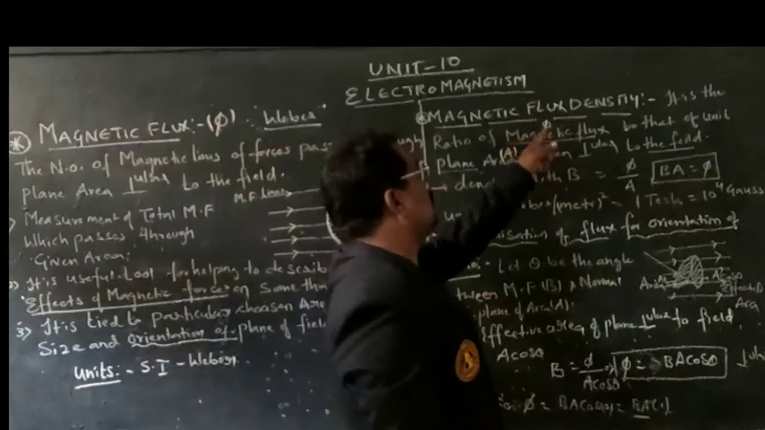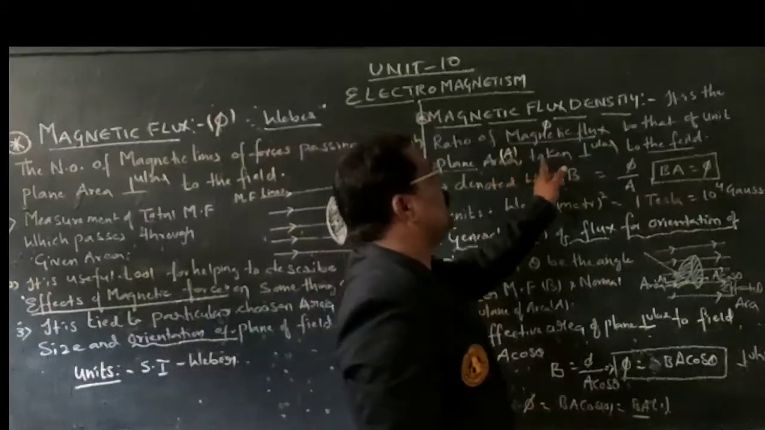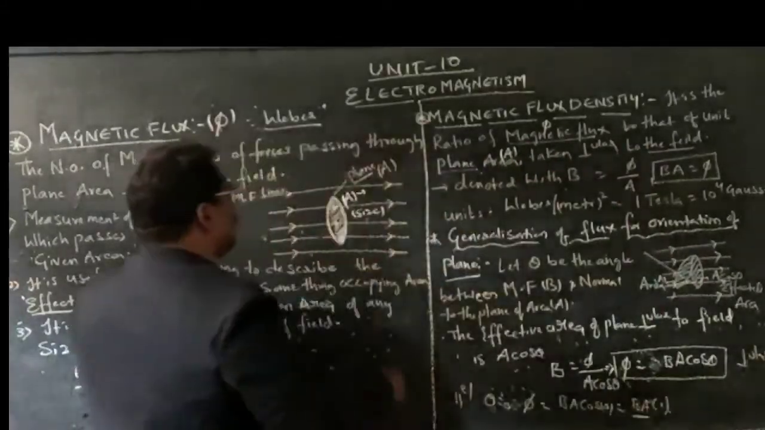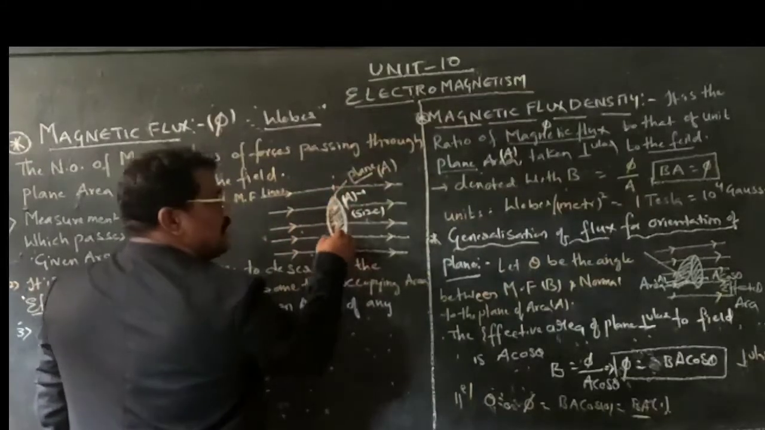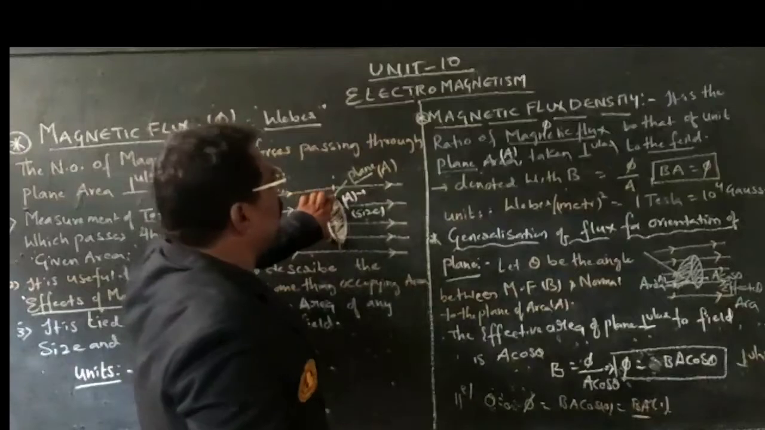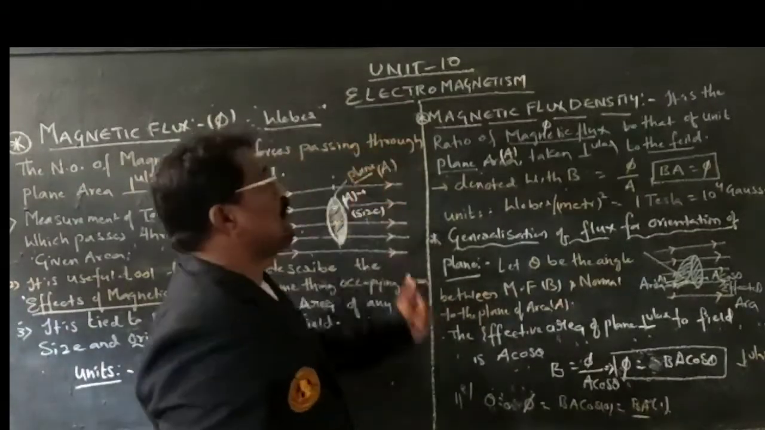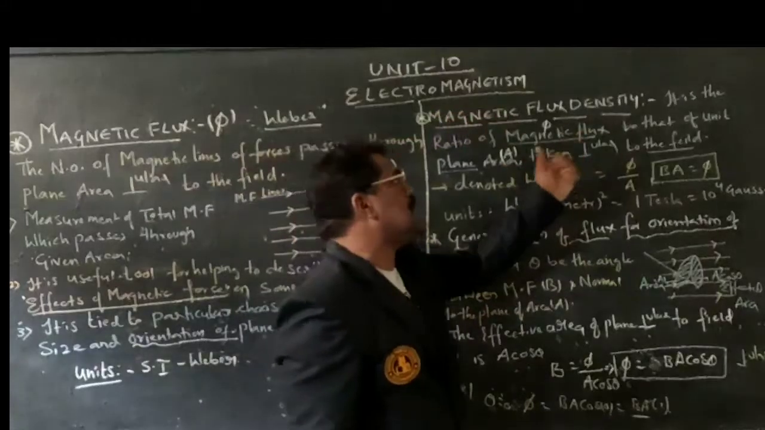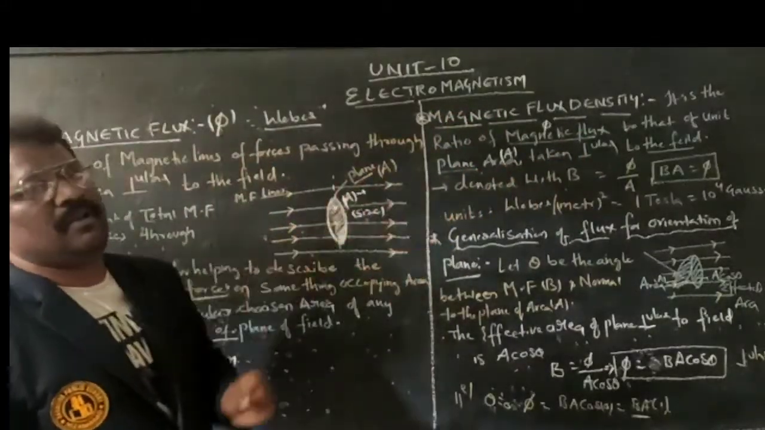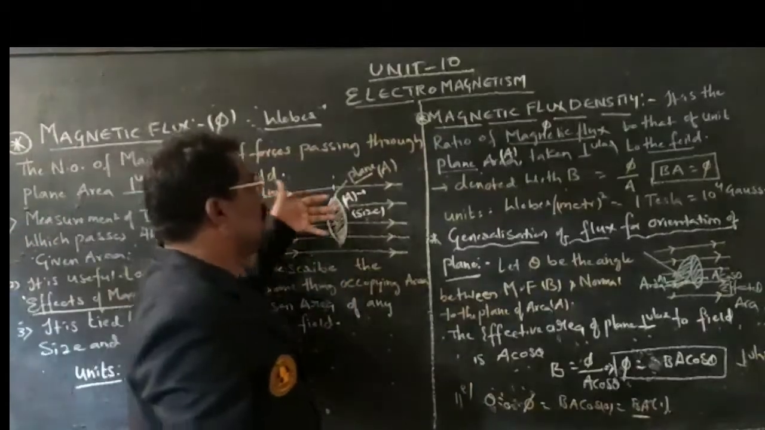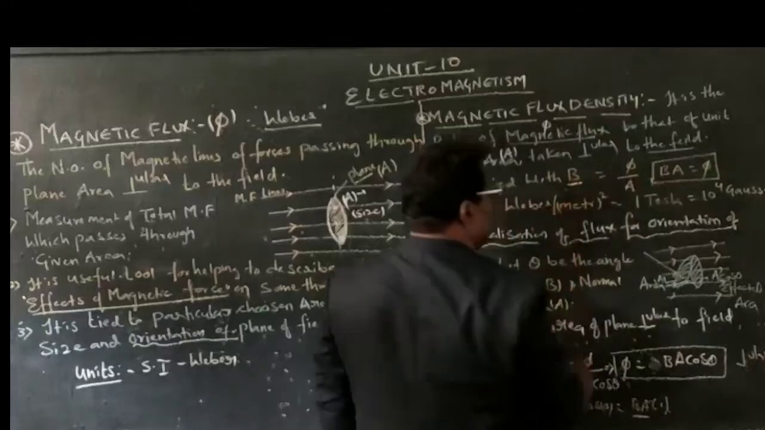Magnetic flux density is the ratio of magnetic flux to the unit area taken perpendicular to the magnetic field. The magnetic field is exactly perpendicular to this plane of the paper. They are exactly perpendicular to the plane area. If magnetic flux is acting, the ratio of magnetic flux to the unit plane area taken perpendicular to the field is denoted with capital B.